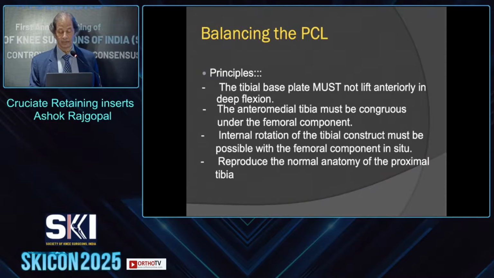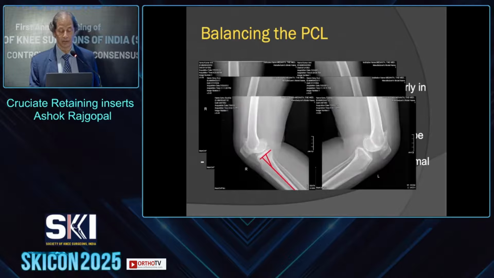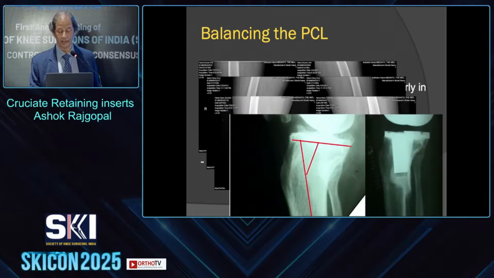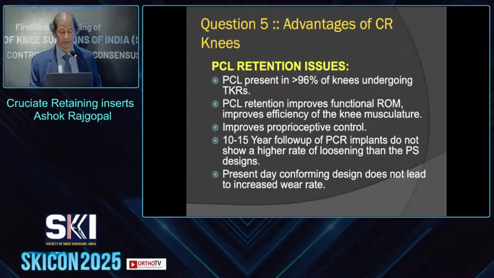The tibial plate must not lift up in deep flexion. This is reproducing the normal posterior condylar offset, and you can see there's a great deal of variation, and if you don't factor this in, you can actually perforate the posterior tibia.